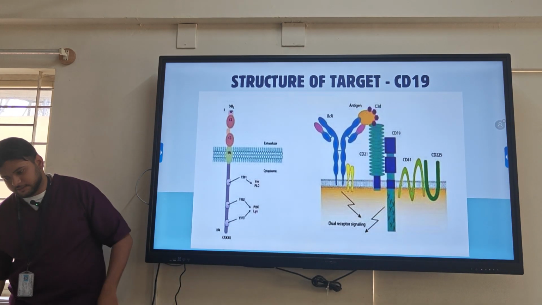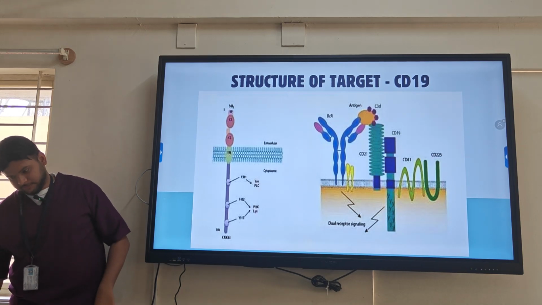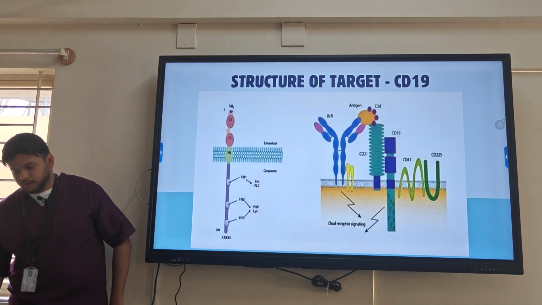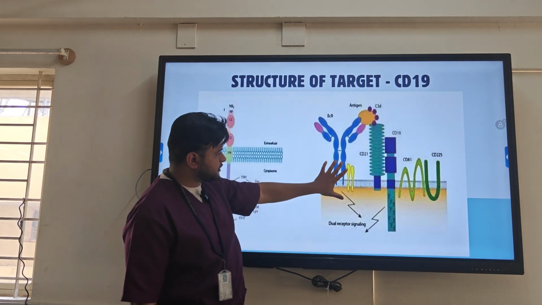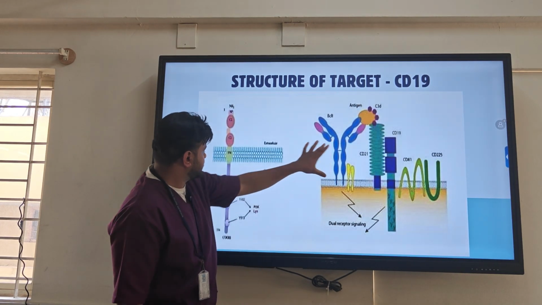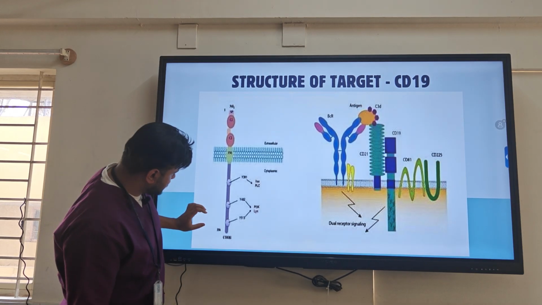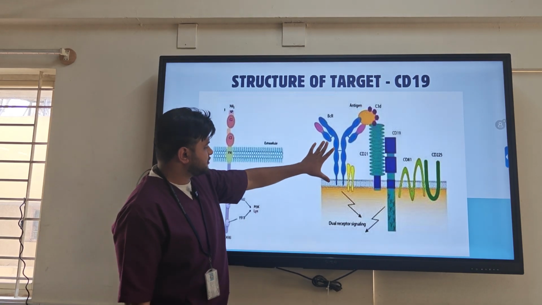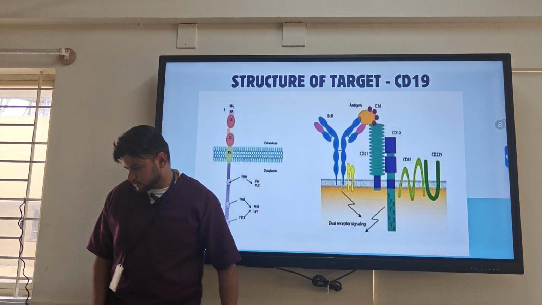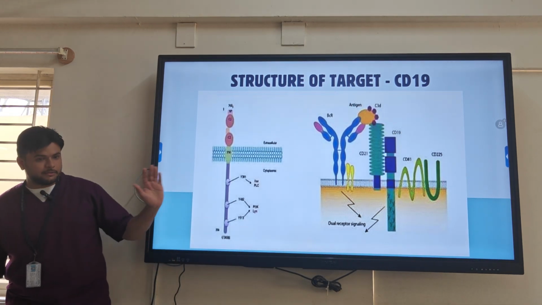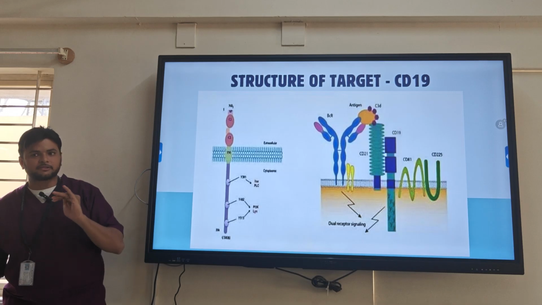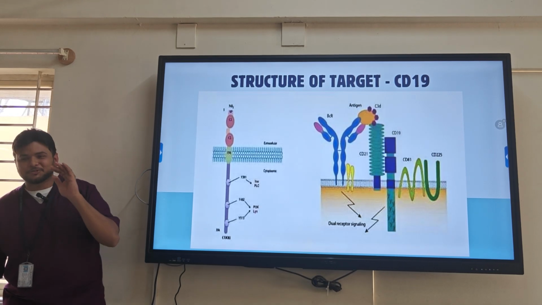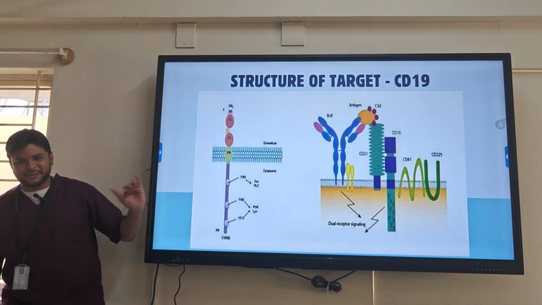Okay, structure of CD19. This is the basic structure. You can see the antigen getting attached to the receptor. This is the receptor, and this is the closer version. It's not clear, it's a closer version. I am showing you this because next I will be playing a 5 minute video on this, so you won't get this type of diagram.